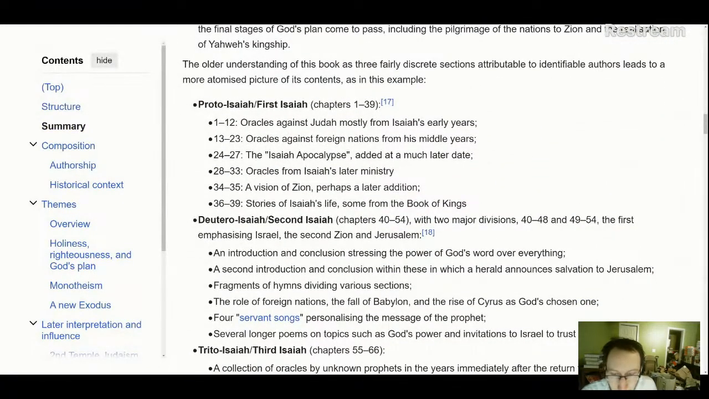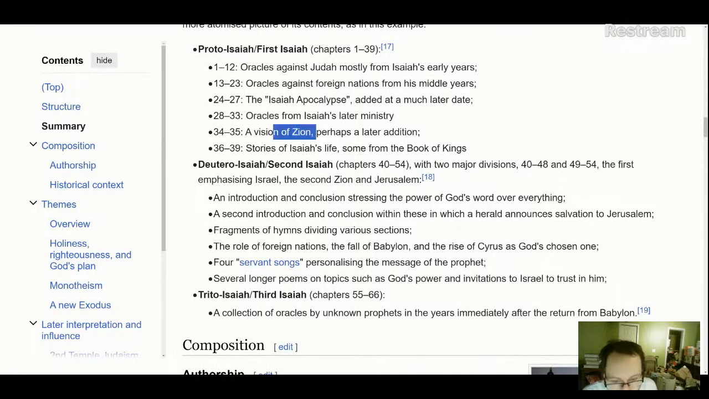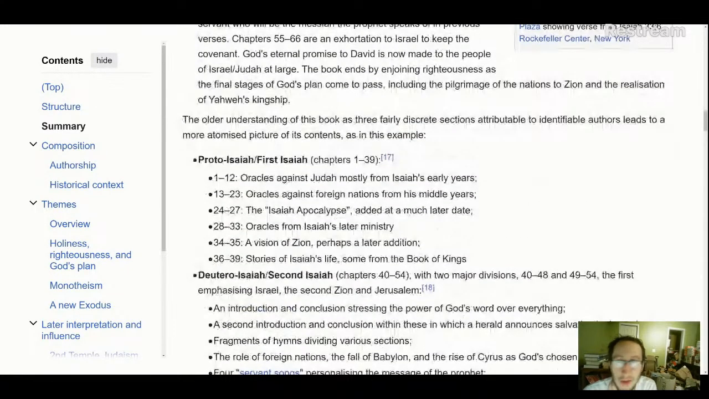Now, interestingly, it says Vision of Zion, perhaps a later edition. Some scholars say this could be a later edition. But the thing is, 34 to 35 definitely is linked with chapter 40. So if it is a later edition, then it should be part of what they call Deutero-Isaiah. They say Deutero-Isaiah starts with chapter 40. It absolutely does not start with chapter 40. It starts with chapter 34 or even earlier. And I showed this a week or two ago, but I want to show it again.